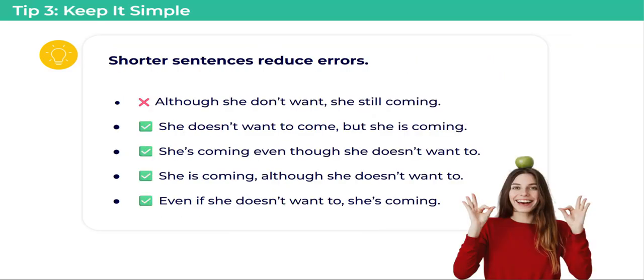Tip 3 is to keep it simple. Shorter sentences reduce errors. Although she don't want, she's still coming. She doesn't want to come, but she is coming. She's coming even though she doesn't want to. She is coming, although she doesn't want to. Even if she doesn't want to, she is coming.